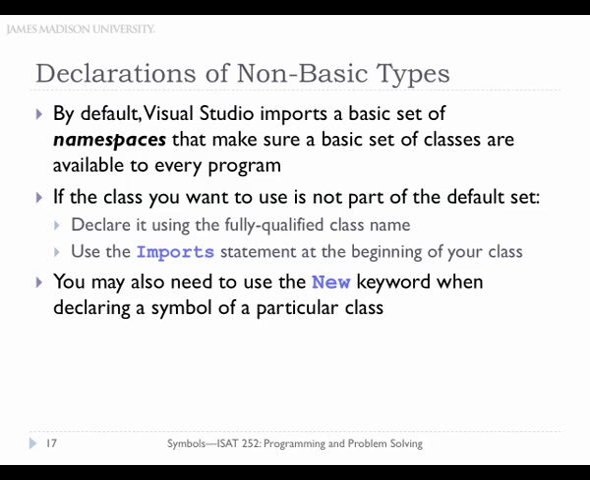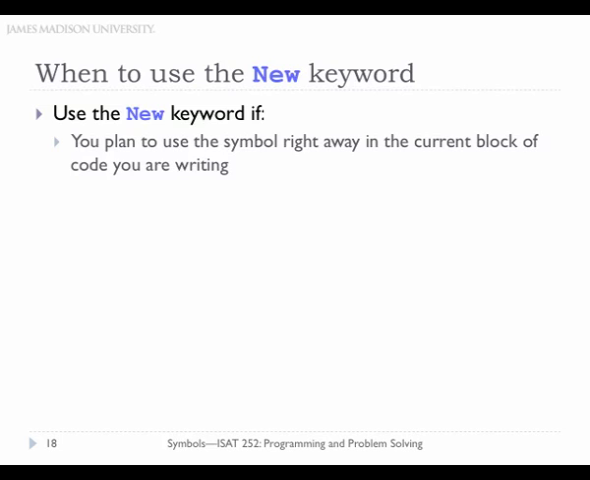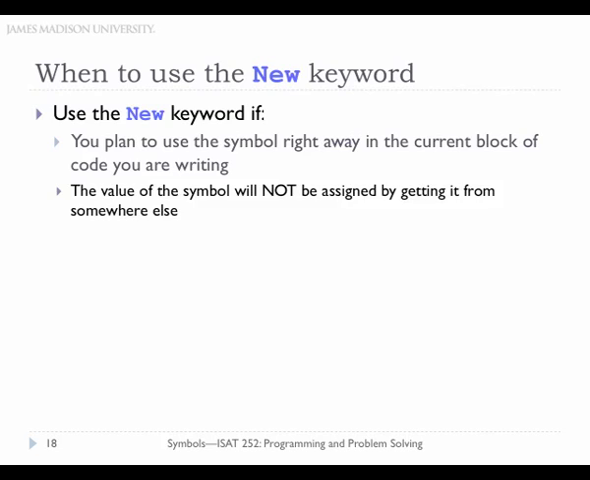You may also need to use the new keyword when declaring a symbol of a particular class. So when do you use the new keyword? This always trips people up when they're getting started with Visual Basic. You want to use the new keyword if you plan to use the symbol right away in the current block of code that you're writing. So if you're going to use it a little bit later, you can avoid using the new keyword, but you might have to use it later on when you actually do use the object. You also want to use the new keyword if the value of the symbol is not going to be assigned by getting it from somewhere else, and we'll have some examples of that in the video as well.